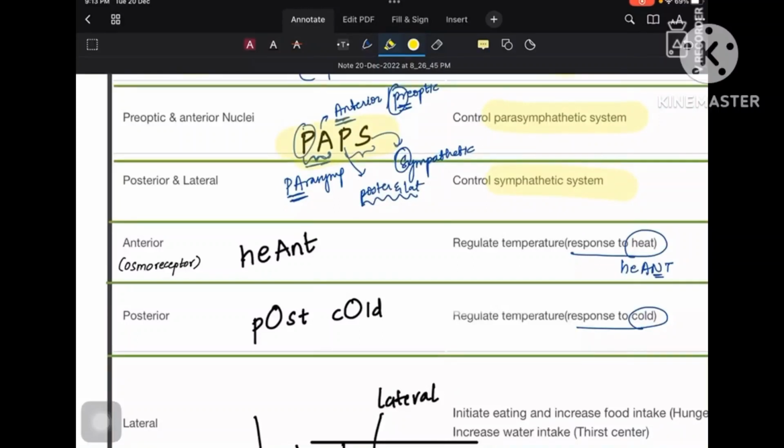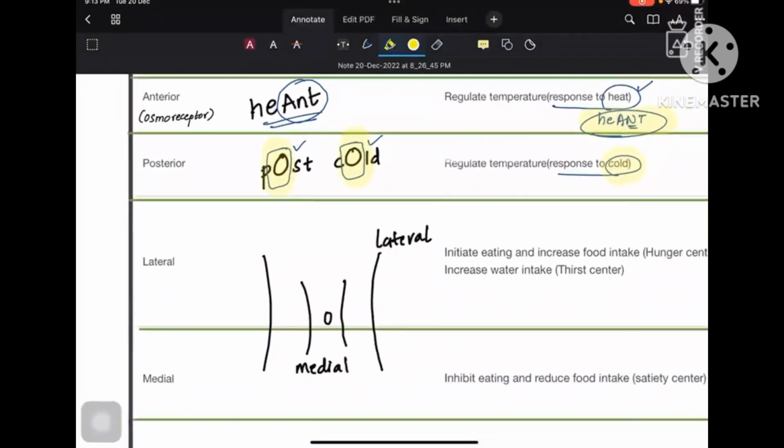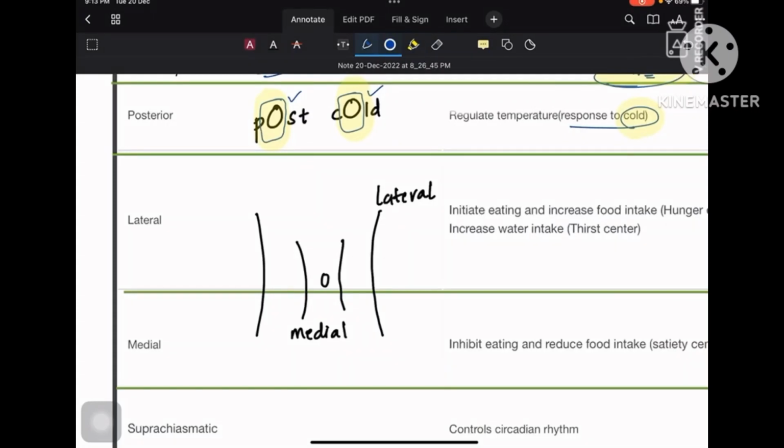Now comes the next confuser, which is for heat and which is for cold. So for heat, remember it as heat, which is anterior nuclei, whereas for cold, the second letter is O, and in posterior also the second letter is O. So for posterior nuclei, it is cold. So it regulates the temperature. Both of the nuclei regulate the temperature. So one shows the response to heat, that is heat, and the second one shows the response to cold, that is post, right?